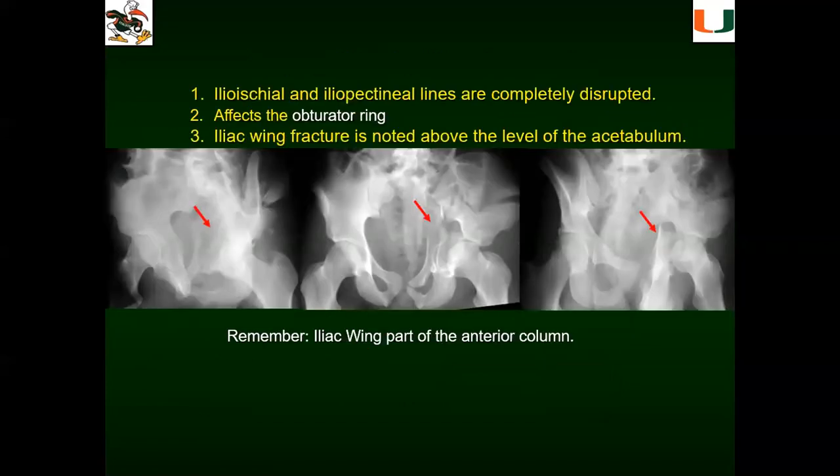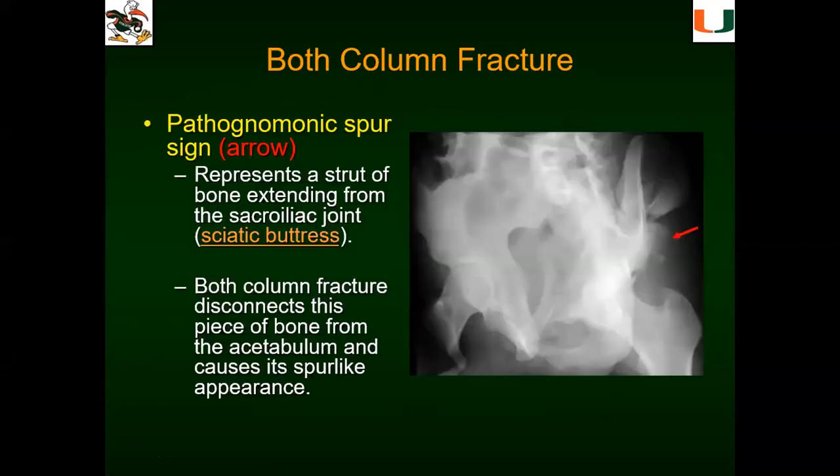So here's an example where the ilioischial and iliopectineal lines are disrupted. You can see that there's disruption of the obturator ring, and you notice that the iliac wing is also fractured above the level of the acetabulum. So again, remember that the iliac wing is part of the anterior column, so this is your both column fracture.